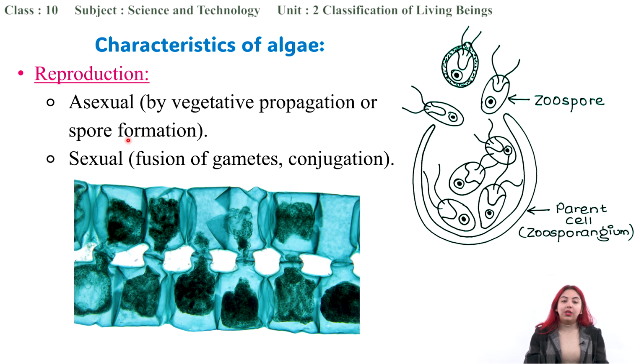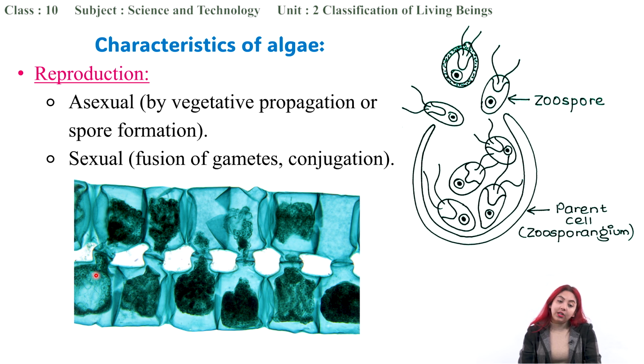Now let us move on to another type of reproduction, that is sexual reproduction. Sexual reproduction in algae occurs by the fusion of gametes by the process of conjugation, as you can see here in this figure. This figure shows Spirogyra, and two filaments, a male filament and a female filament, come very close to each other laterally, and there is the formation of a conjugation tube between them, forming a ladder-like structure.